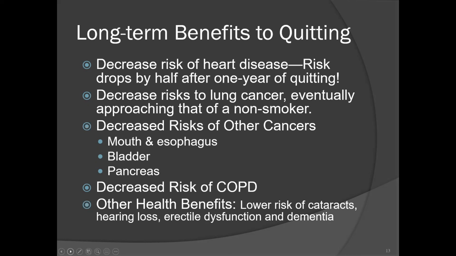Decreased risk of lung cancer, eventually approaching that of a non-smoker, 15 years. Although I still work at a major medical center in north central New Jersey, and I just treated a guy yesterday who quit in 2011, and he had a video-assisted thoracotomy, and they removed one lung. He had a pneumonectomy.